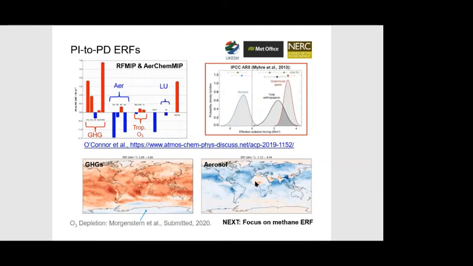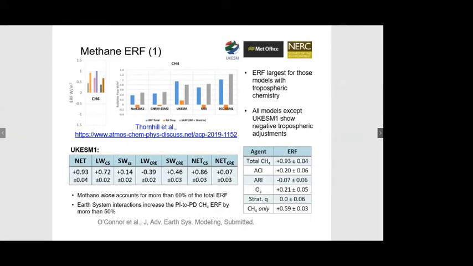So over the next couple of slides then, I'm going to focus mainly on methane. It's the second most important greenhouse gas after CO2. Here we're looking specifically at the present day ERF from changes in methane concentration since the pre-industrial. And the top plots from a paper by Gillian Thornhill show that there's a factor of 2 spread in the estimates for the methane ERF at the present day from the AerChemMIP multi-model ensemble.